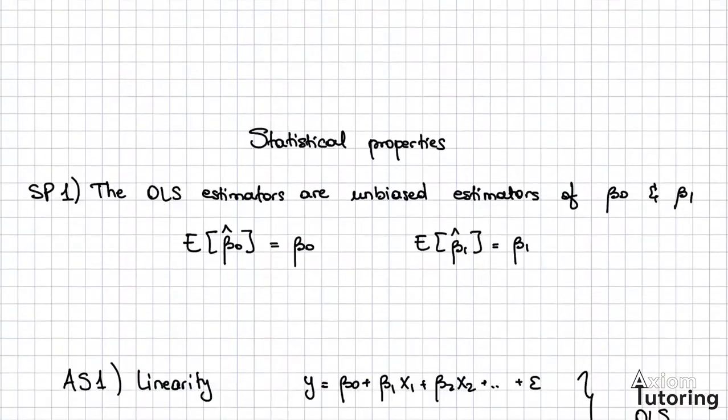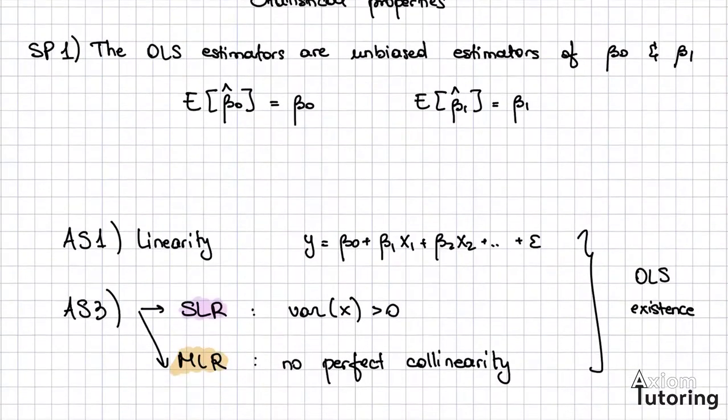In the previous video, we kickstarted with the statistical properties, especially with the first one, that the OLS estimators are unbiased estimators of the beta null and beta 1 of the population, giving us the mathematical way of writing it in terms of the expectation operator. We looked through the first two assumptions that are needed to get to the first statistical property.